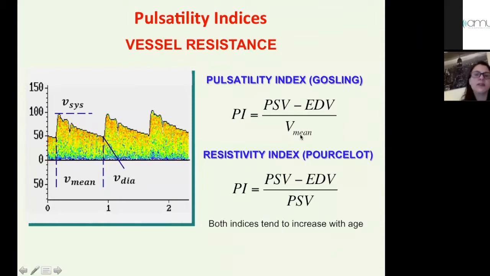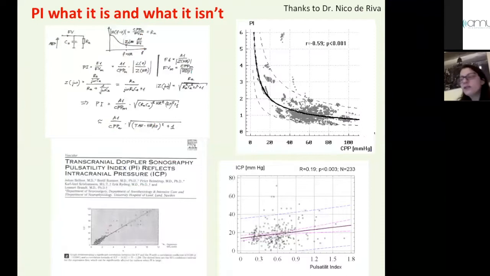The opposite of the pulsatility index is the resistivity index. Why is the pulsatility index that important? Pulsatility index has been widely investigated as a non-invasive estimator of intracranial pressure. Again, this is what I was telling you a second ago. When the intracranial pressure increases, the diastolic flow decreases and the pulsatility index as a consequence can increase.